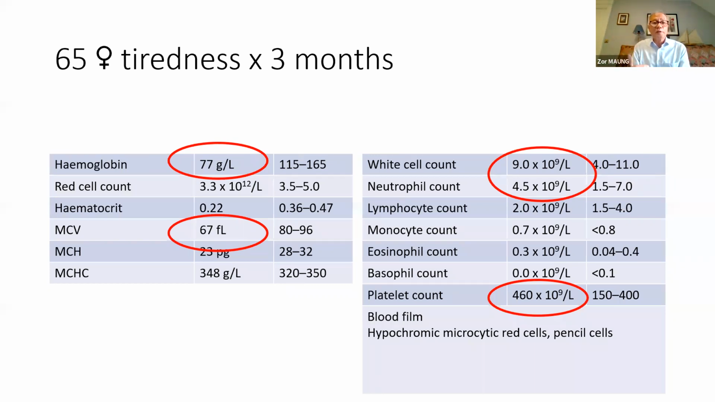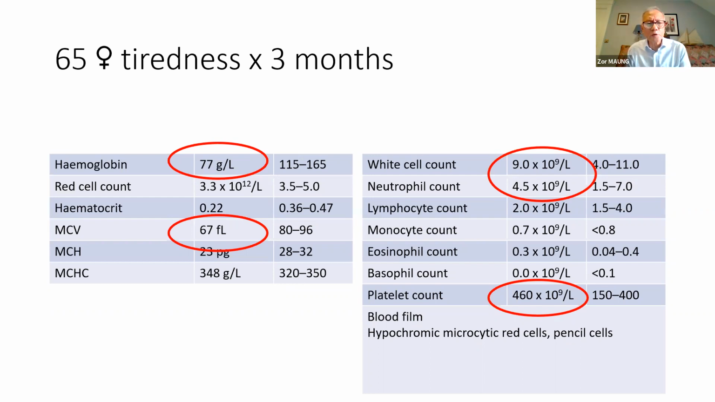So the next step, look at the MCV. MCV 67, so low MCV. So this patient has microcytic anemia. The white cell count is normal. Platelet count is normal, 400 nearly. So the most significant results are hemoglobin and MCV. I'm sure you are all familiar with this. So the diagnosis will be iron deficiency anemia, most likely.